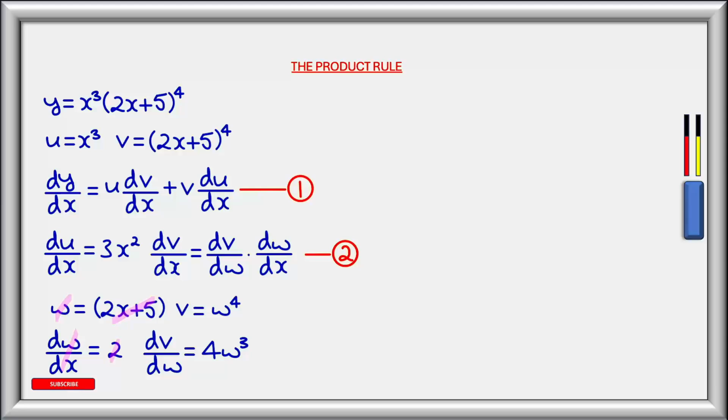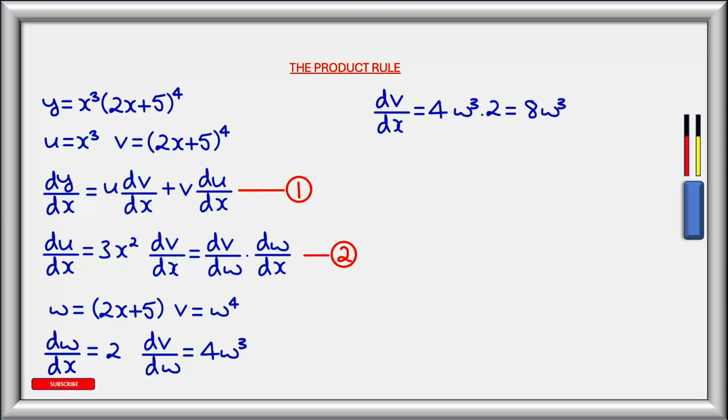And similarly, to find the derivative of v with respect to w, where v is equal to w to the power of 4, we can use the power rule, and this evaluates to 4 multiplied by w to the power of 3.